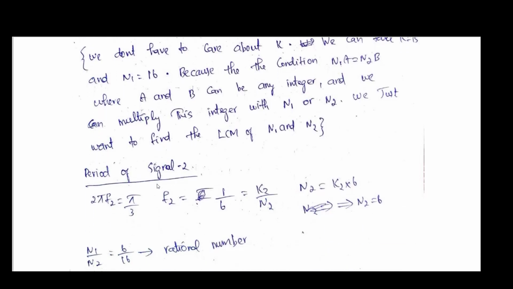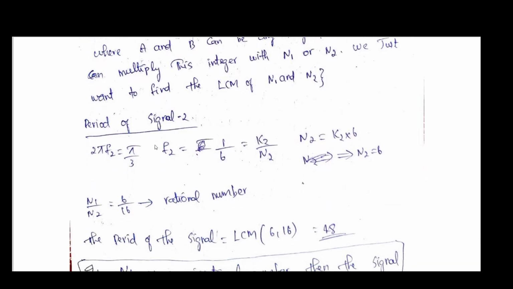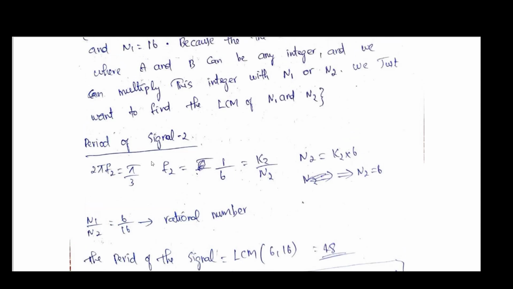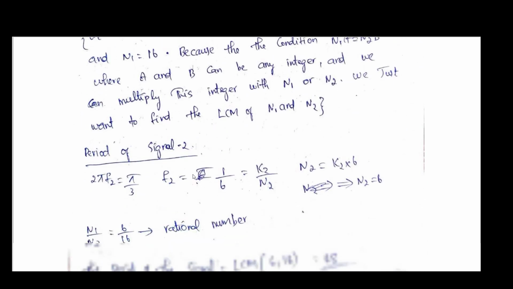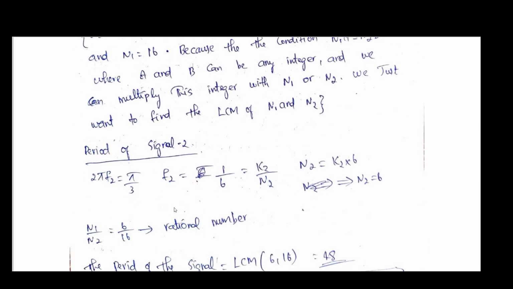In the similar way, we are analyzing the second signal. So again, here we can see omega equal to pi by 3. So 2 pi f2 equal to pi by 3. Then f2 equal to 1 by 6 equal to k2 by n2. n2 is the fundamental period of the second signal. So n2 equal to k2 into 6.